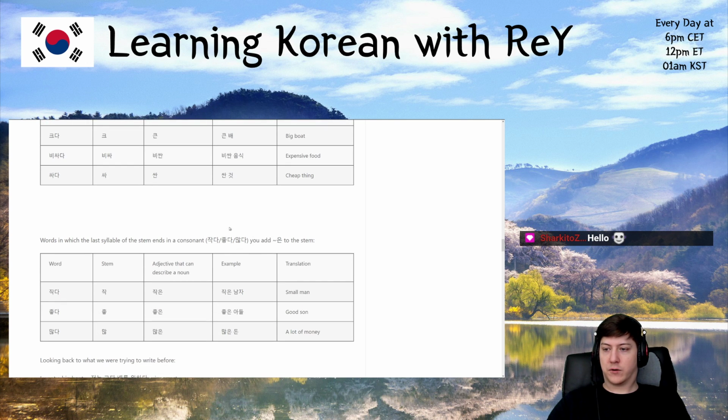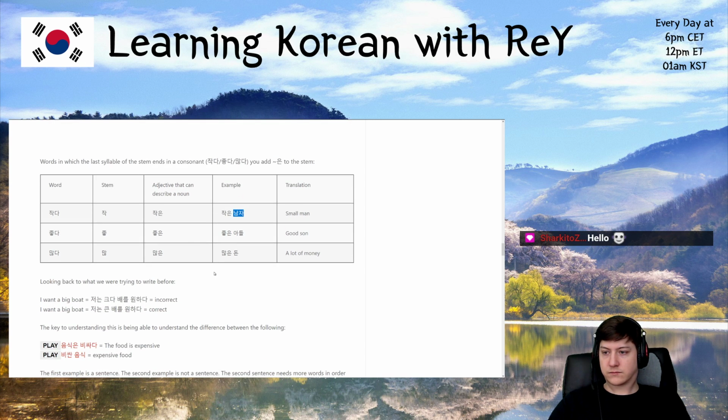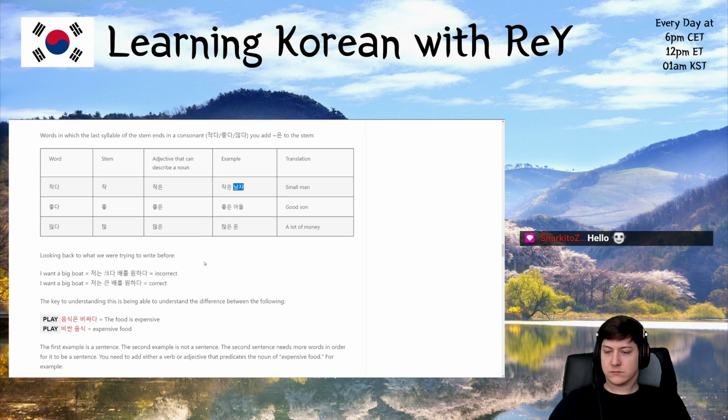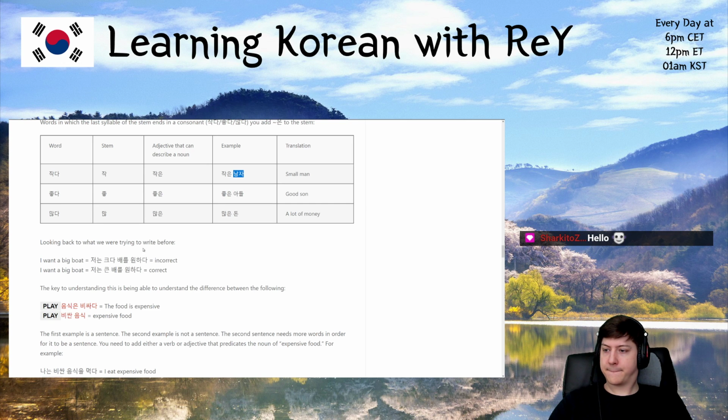Now we have the same for stems that end in a consonant. This is chakda, which is small. Chakda, chak, ends in a consonant, chak. Chakun namja. Yeah, I mean that's pretty simple, right? You replace the da with the n here because this stem ends in a vowel.